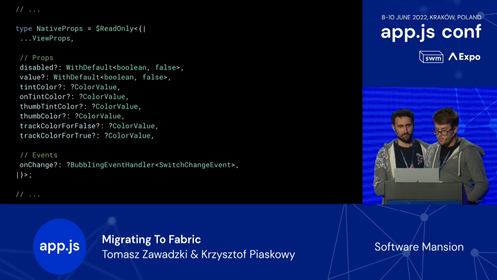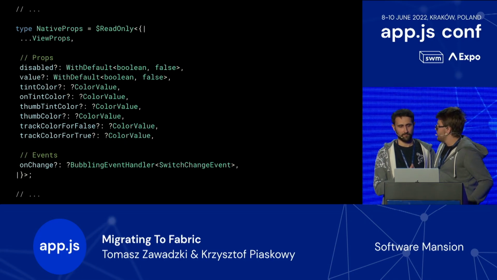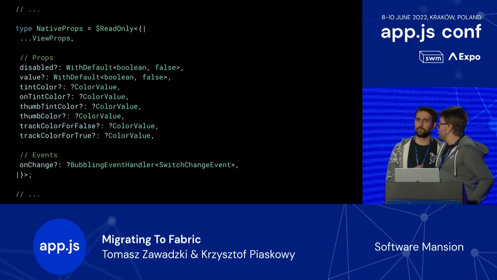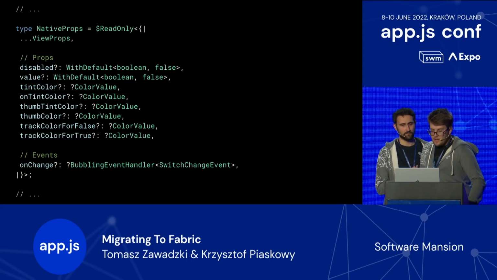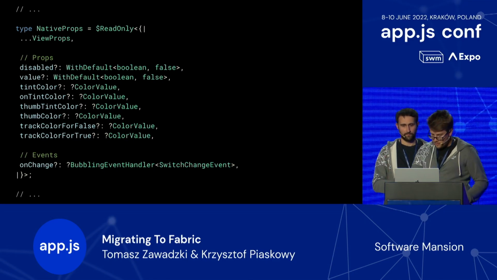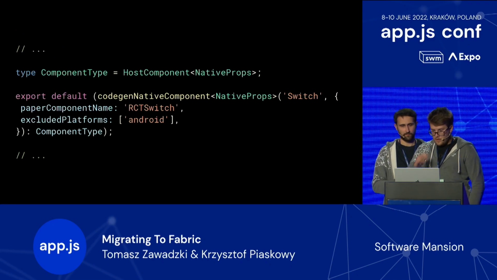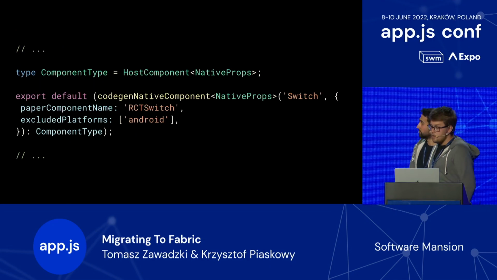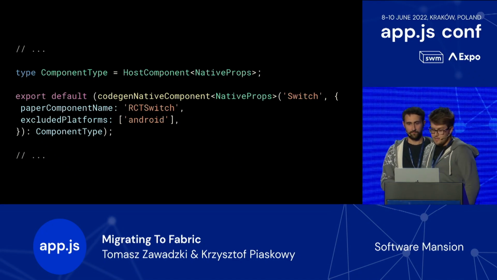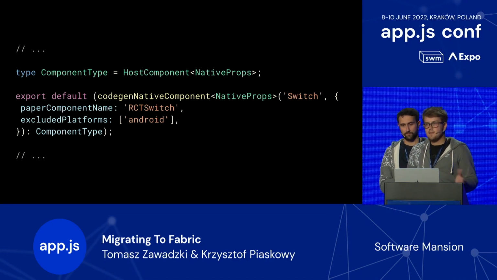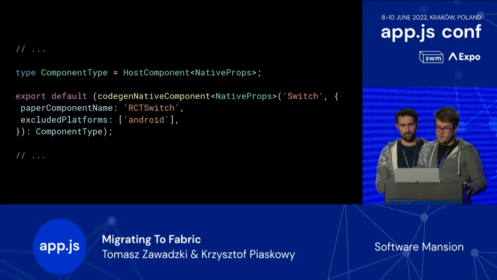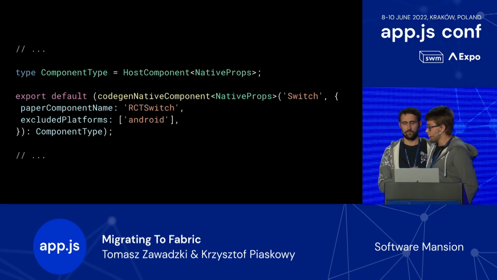And apart from the props, you can also define the supported events, which can be either bubbling or direct, and specify the type of the event payload as well. Finally, you need to call the codegenNativeComponent function and export the native component. This works kind of similar to requireNativeComponent from the old architecture. Also, you can pass some additional configuration here.